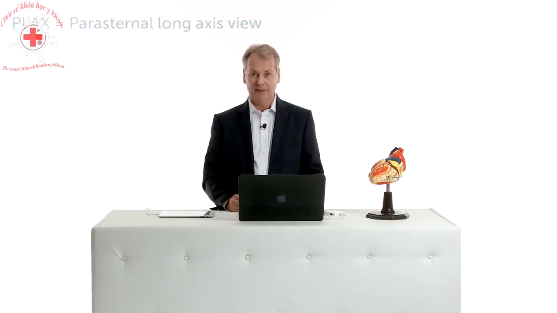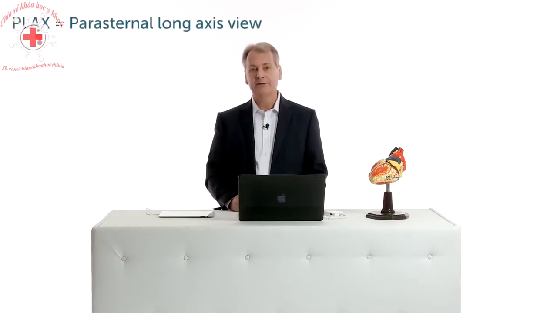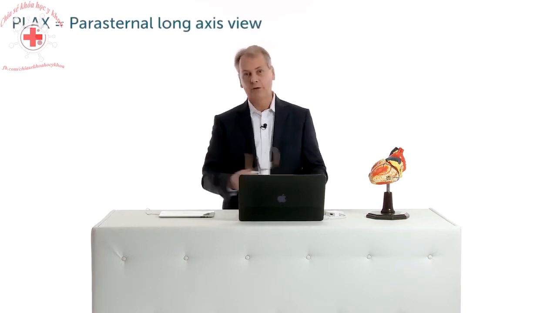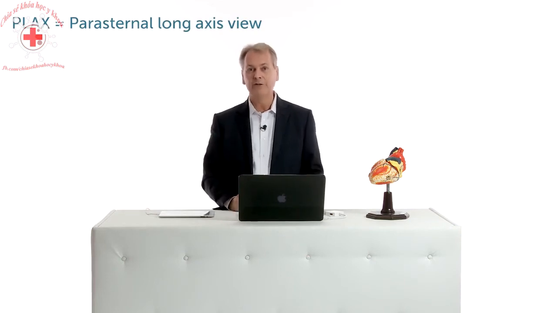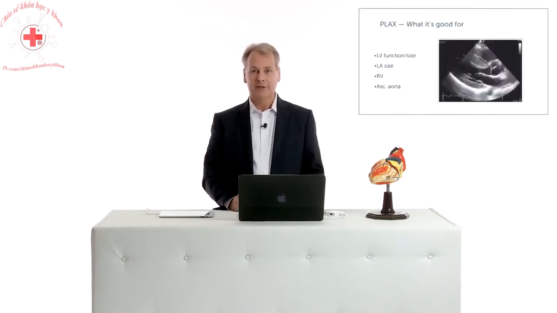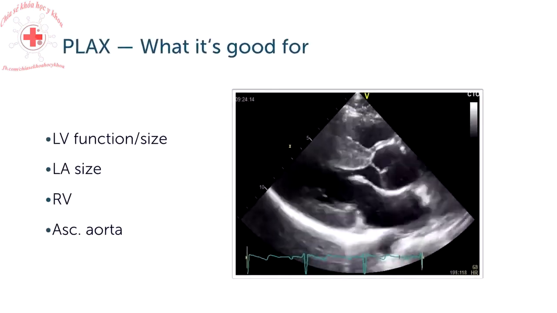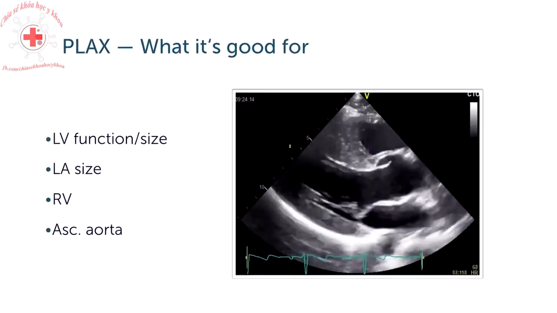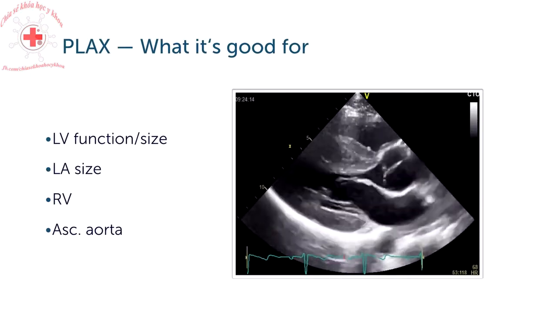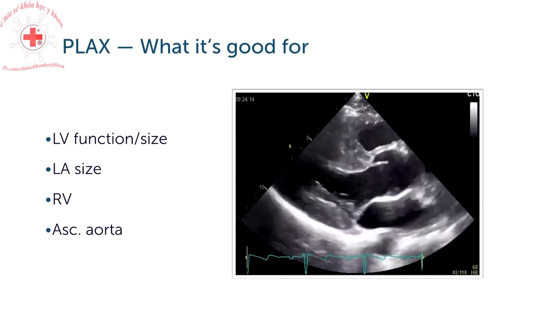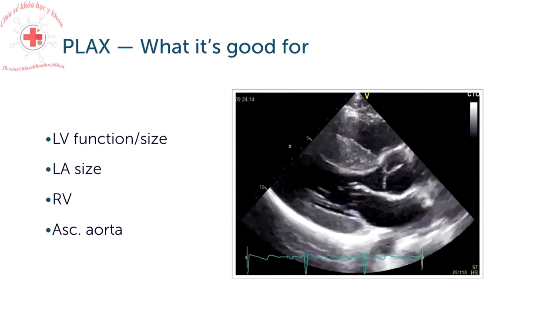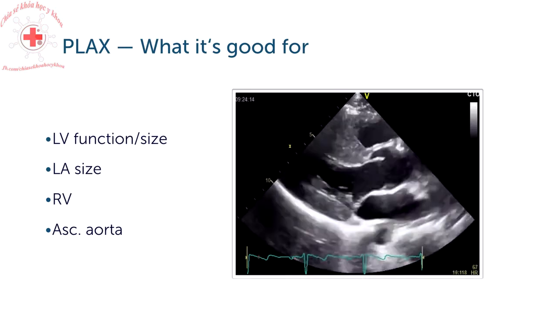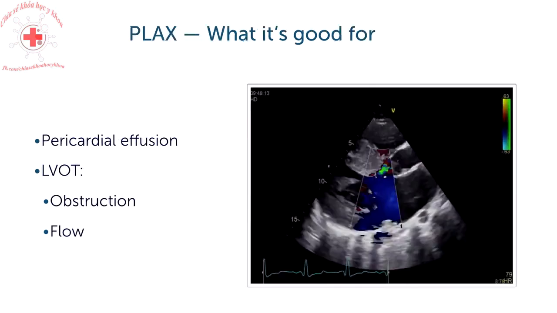Now let's take a look at which pathologies or which features you're supposed to look at when you perform a parasternal long axis view. Basically, if you get this view, you've almost performed a complete exam already, because here you see very many things. You're able to look at the size and the function of the heart. You can estimate the size of the left atrium, look at the size of the right ventricle right here as well, and as I already mentioned, especially if you use the more cranial view, also the ascending aorta.